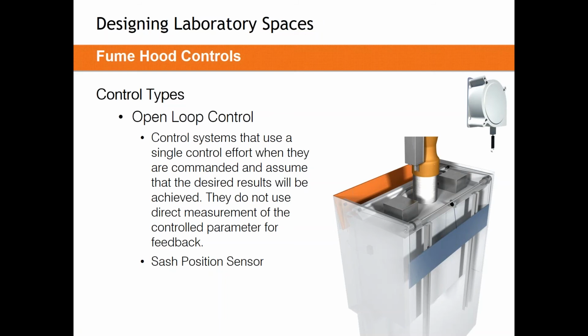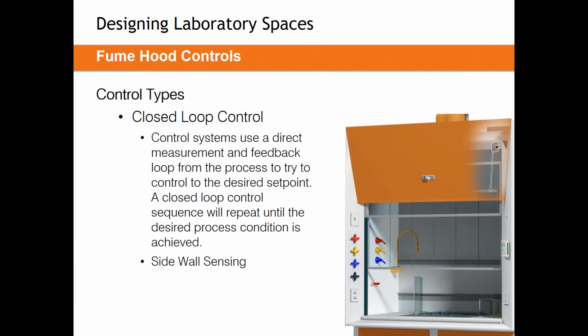The other type of control we can do, like I mentioned, is closed loop. Closed loop control measures the variable it's trying to control. So for us, open loop control is done by sash position sensing. We simply measure the open area and provide the appropriate amount of air using a mathematical equation to get the right face velocity. Closed loop control does the opposite. It measures the face velocity, and if it's low, it opens the valve. If it's high, it closes the valve.